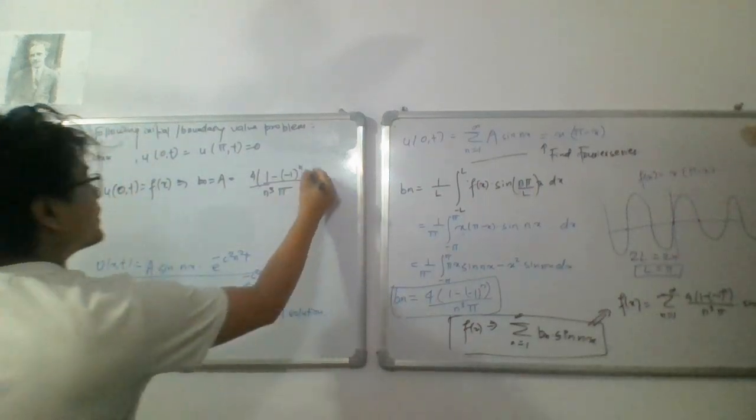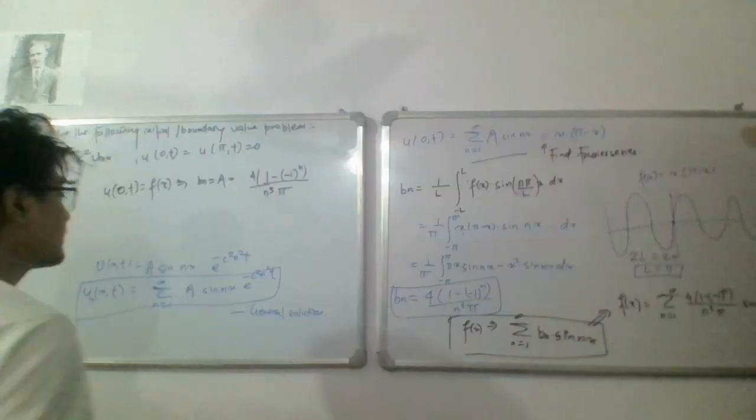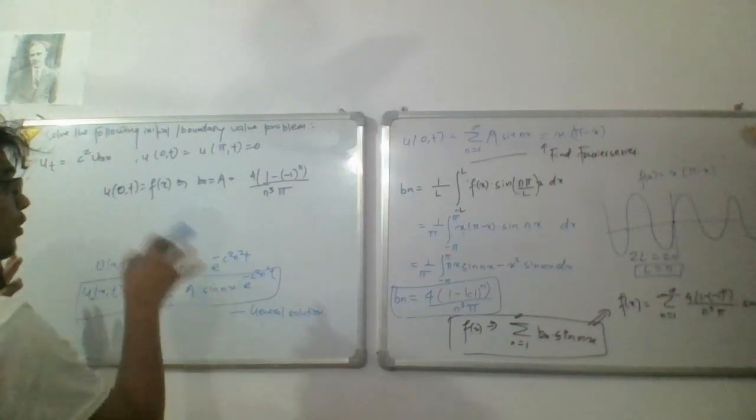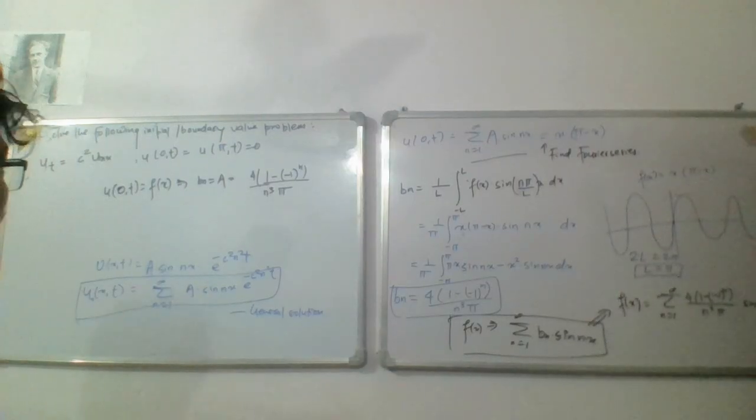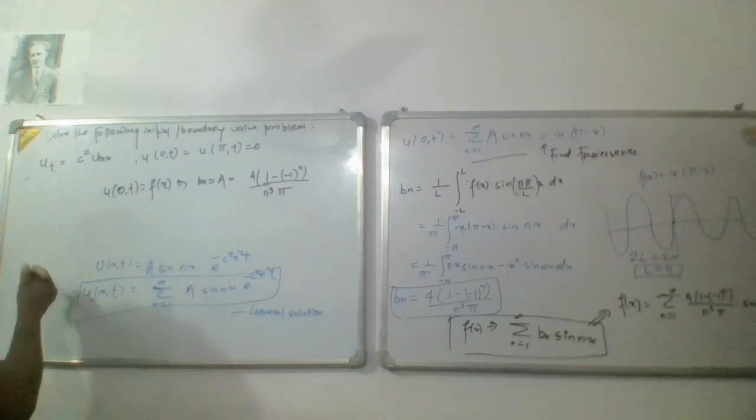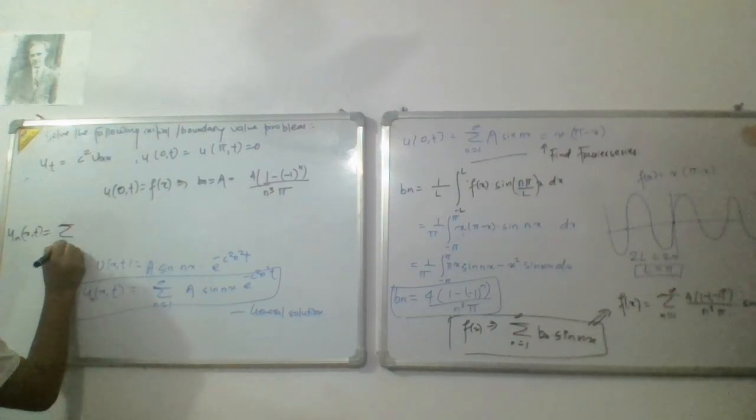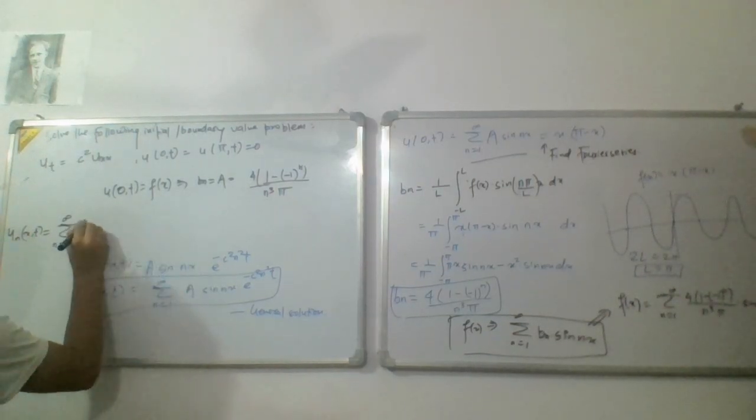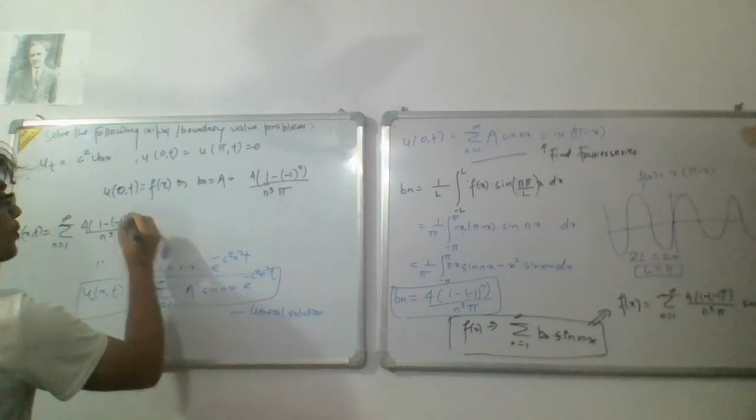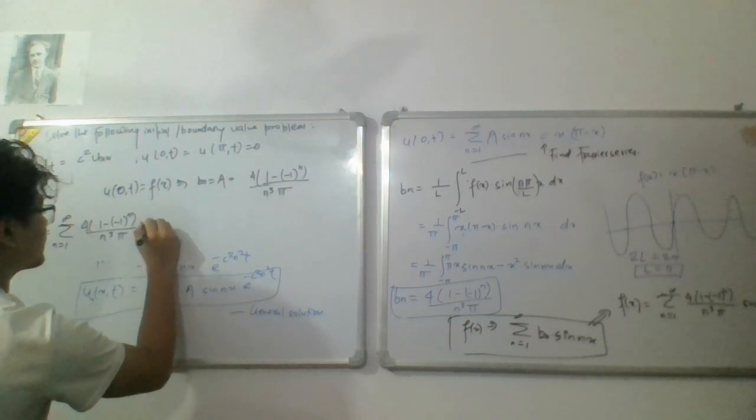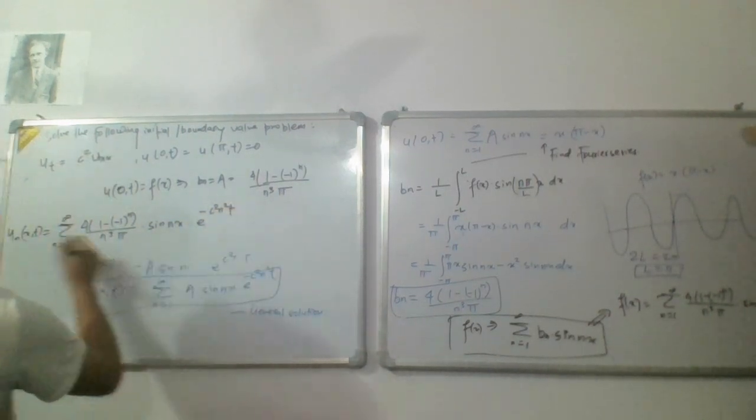So if you say so, then the final solution of this one-dimensional heat problem is u(x,t) equals summation n equals 1 to infinity, a is 4(1 minus minus 1 to the power n) by n cubed pi, times sine of nx e to the power minus c square n square t.